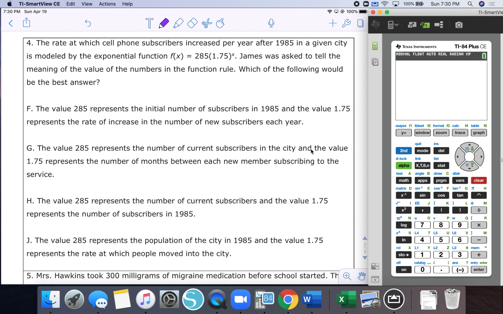Number 4, the rate at which cell phone subscribers increase per year after 1985 in a given city is modeled by the exponential function f of x equals 285 times 1.75 raised to the x. James was asked to tell the meaning of the value of these numbers, which would be the best answer. So 285 is again going to be our initial. 1.75 is going to be 1 plus 0.75, so that's going to be a growth of 75%. So 285 represents the initial, that's true. 1.75 is the rate of increase. That looks true. Let's see if there's anything else.